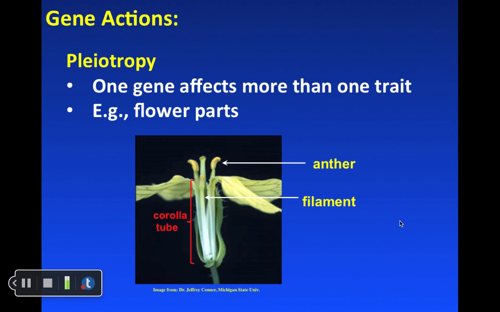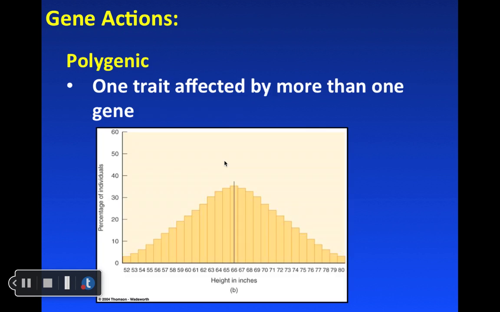We can find similar situations even in plants. And so it turns out in plants, one gene controls both the length of the corolla tube, that's just kind of the base of the petals here, as well as the filament. That's the structure that produces the anthers at the top. And of course, anthers produce the pollen. So the point is, these 2 structures are under the control of one gene.